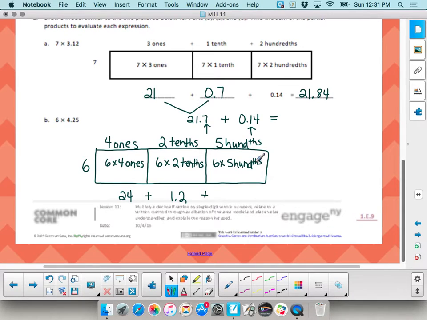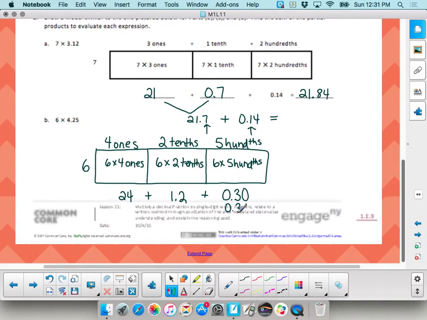6 times 5 is 30. So 30 hundredths written as a decimal would be 0.30, or another way to write it would be 3 tenths.